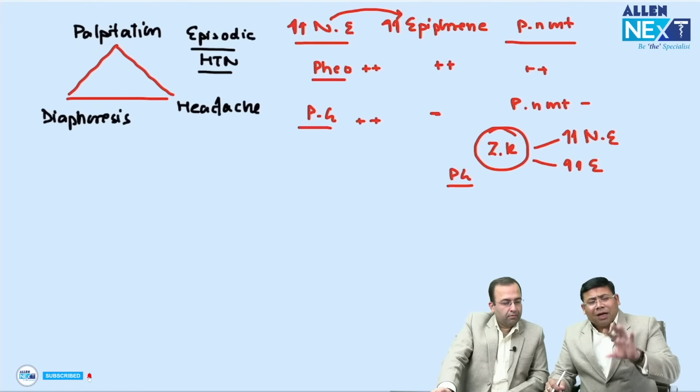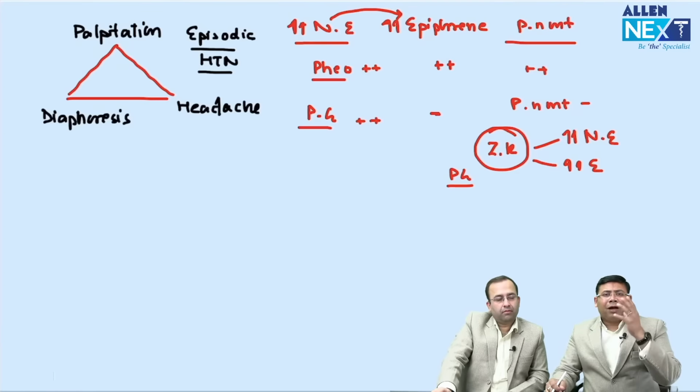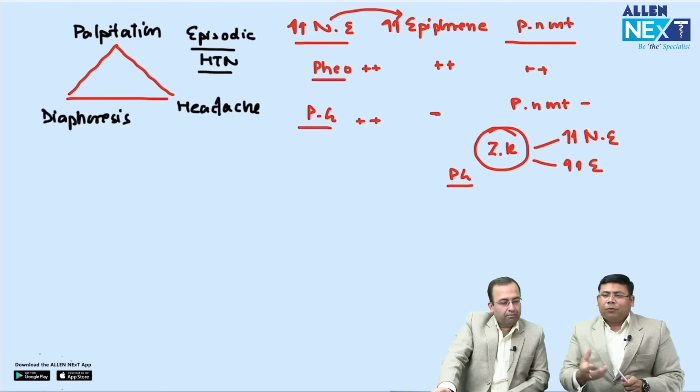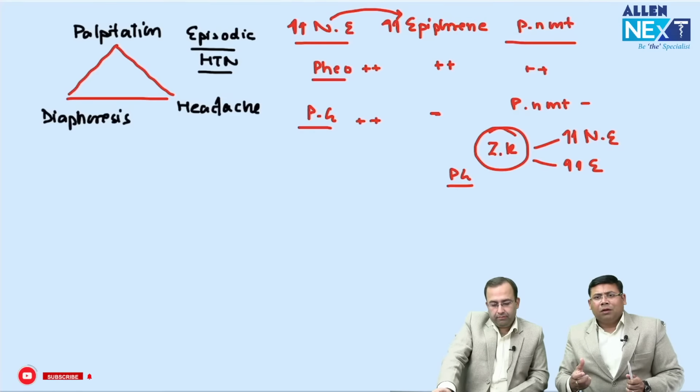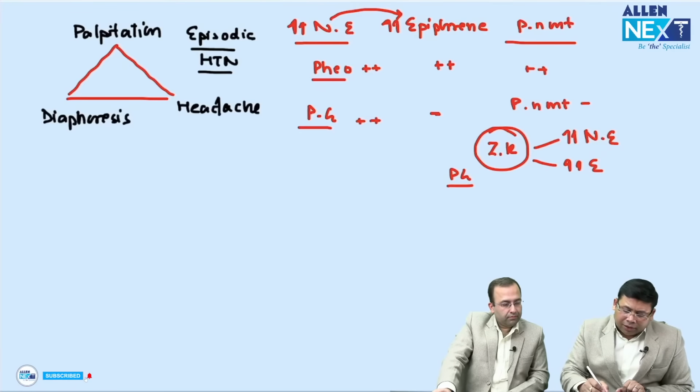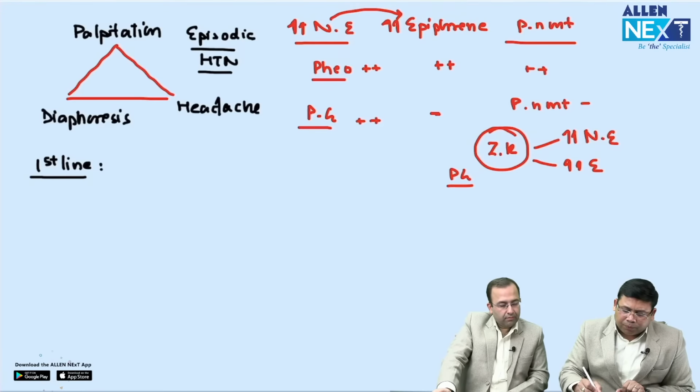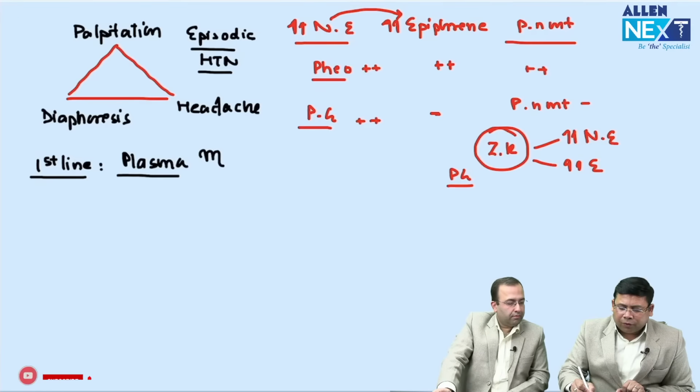And why we mug up, we say 24-hour urine. But you have to understand, if at one point of time you take the urine, there is a possibility that at that time the hormone was not secreted out. So you'll miss out. And that is why the first line investigation is plasma metanephrine. So whenever you have such a profile, you will go for plasma metanephrine.